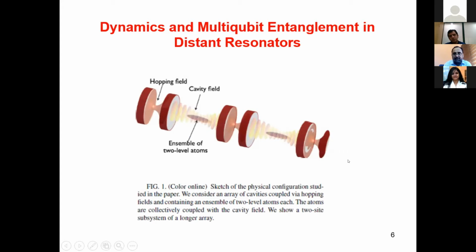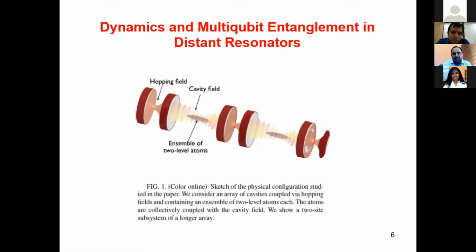Here I've shown three cavities, but the system can be expanded to N cavities in principle. For the sake of simplicity, we'll be focusing here on one dimension, but it can be extended to two and three dimensions. The key point I would like to emphasize again is that we have an ensemble of two-level atoms inside the cavity, and these cavities interact with the neighboring ones through a hopping field.